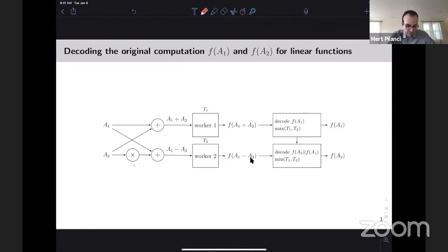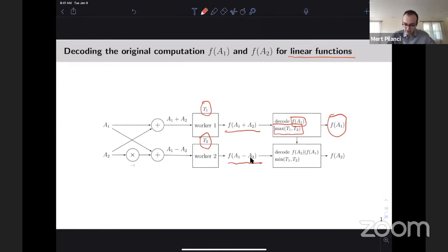We assume that the workers have some random variable computation times. Here it's T1 and T2. So to get f of A1, you had to wait for both of them. You can compute it in max of T1, T2 time, and you can get f of A1. Here we are assuming that the function is linear. And when I have f of A1 plus A2 and f of A1 minus A2, I can decode f of A1 by just solving a linear system.